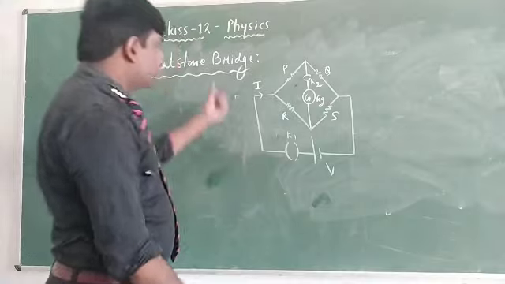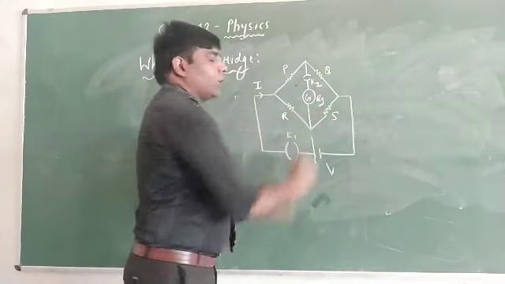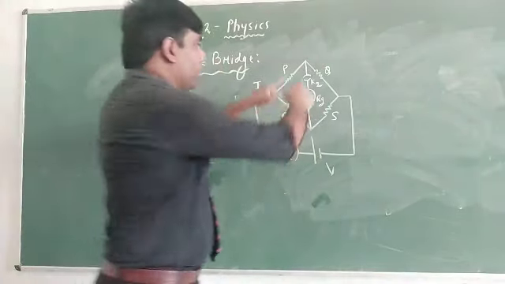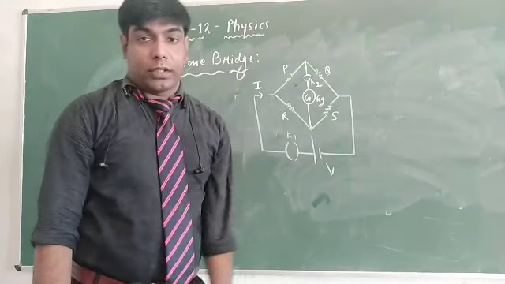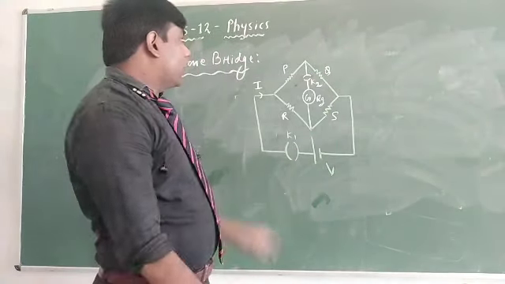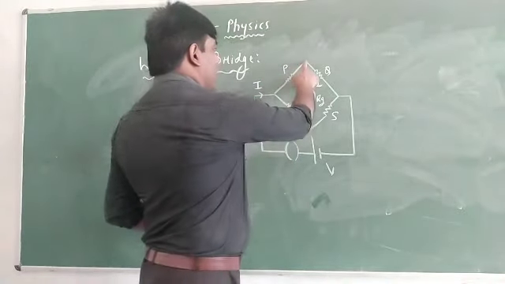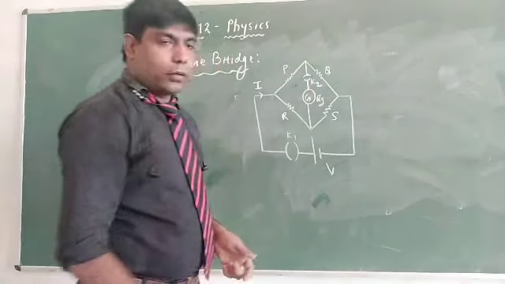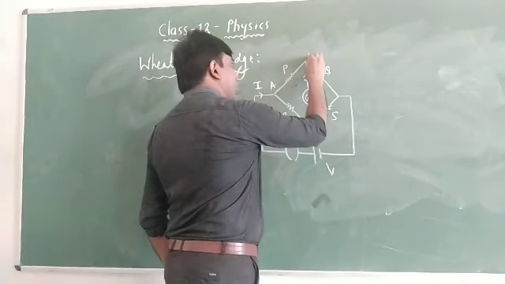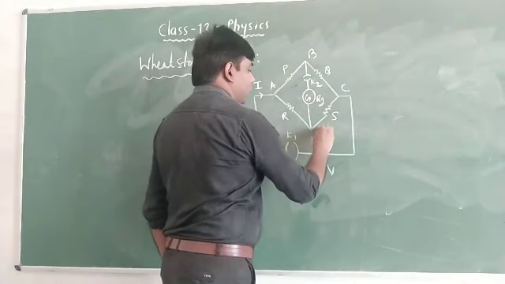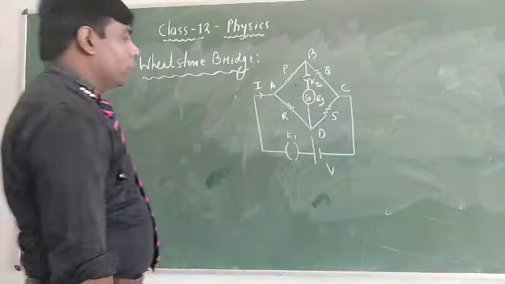Now see, here bridge means we have taken 4 resistances in the form of a bridge. This type of connection is known as a bridge connection for an electrical circuit. It says that we have taken 4 resistances P, Q, R, S, and here we have taken a galvanometer between the points A, B, C and D. Galvanometer is connected with the points B and D.